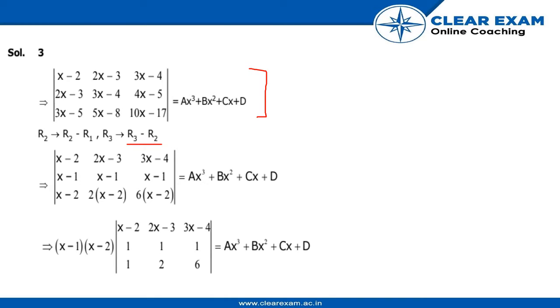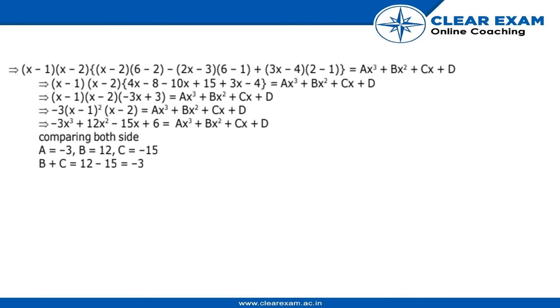And we can put this value in the matrix, which comes out to be x minus 1, x minus 2, with the matrix equal to ax cubed plus bx squared plus cx plus d. From here, by matrix multiplication, we can get this formula. On simplifying this formula, we can see the equation comes out to be minus 3x cubed plus 12x squared minus 15x plus 6. And on the RHS, we have ax cubed plus bx squared plus cx plus d.